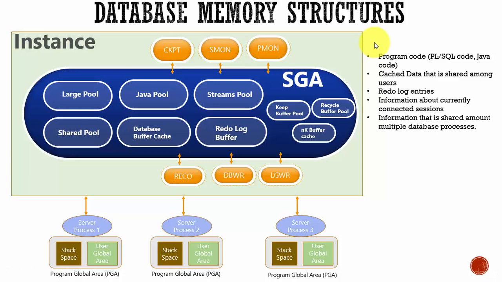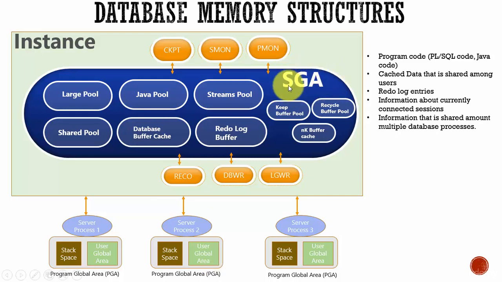In this session, let's learn about the database memory architecture. We know Oracle database creates various memory structures for various purposes. Yes, there are two basic memory structures. They are your SGA, which refers to shared global area, and your PGA, which refers to program global area.